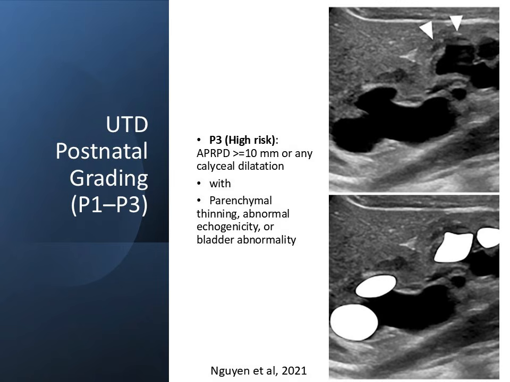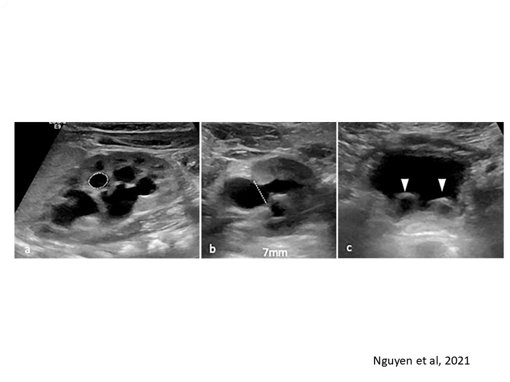Urinary tract dilation classification P3. A, B, sagittal ultrasound images of the right kidney in a 22-day-old girl demonstrate severe peripheral calyceal ballooning dilation, shapes in lower image, with thinning of the renal cortex. The presence of thinning cortex with urinary tract dilation indicates UTD-P3. Urinary tract dilation classification P3.